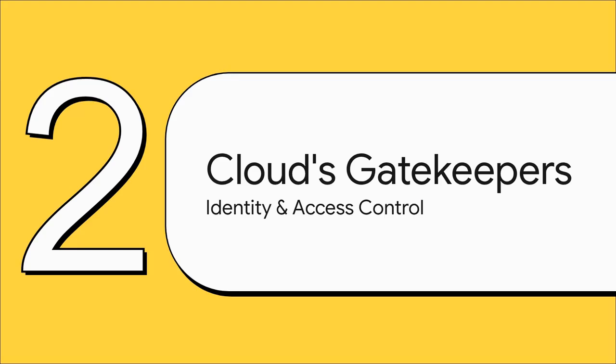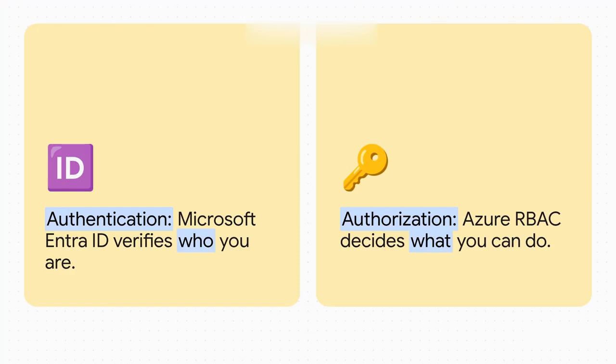But hold on, before they can even think about building anything, before one line of code is written, they have to get past the cloud's gatekeepers. And this is exactly where identity and access control comes roaring in. And this is where we hit two huge concepts that people often mix up. Authentication versus authorization. Let's break it down.